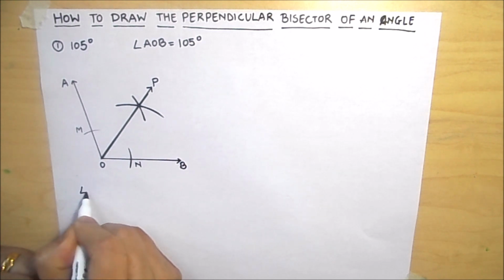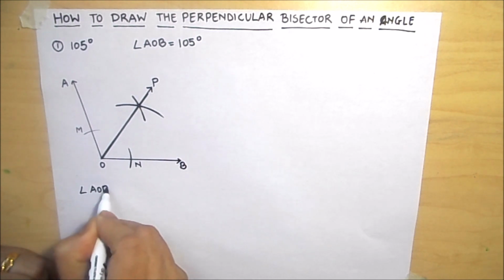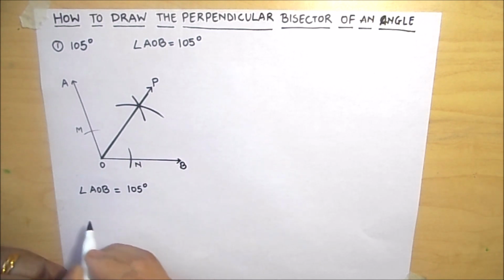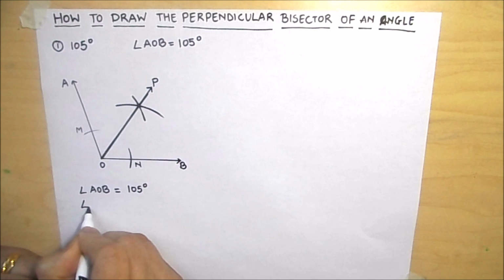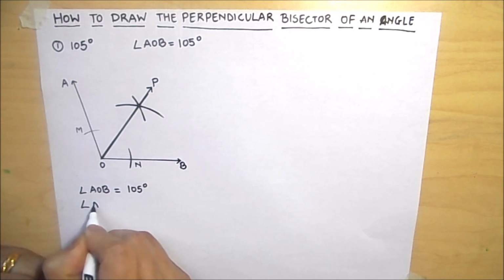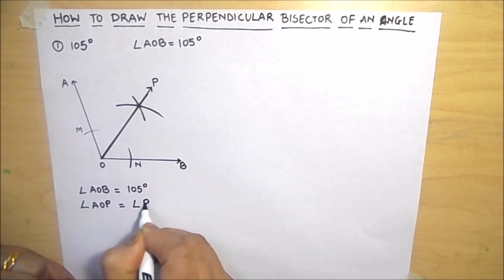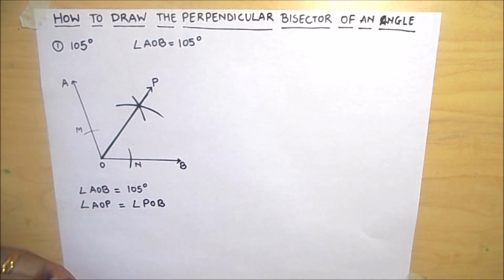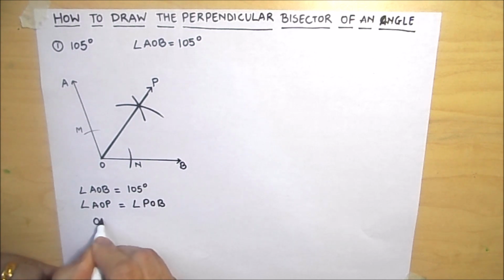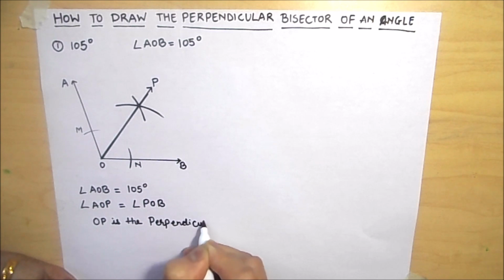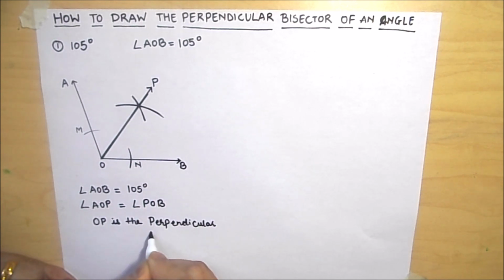So here angle AOB is equal to 105 degrees, and angle AOP is equal to angle POB, because OP here is the bisector. So this is how you can make the bisector of an angle.